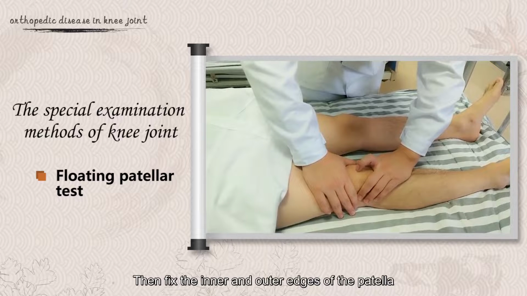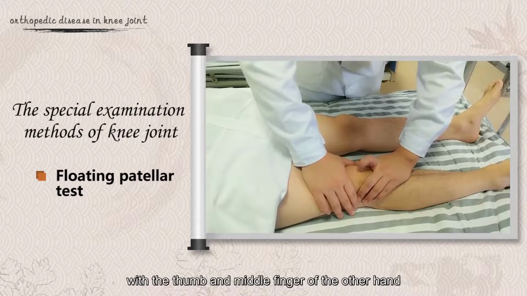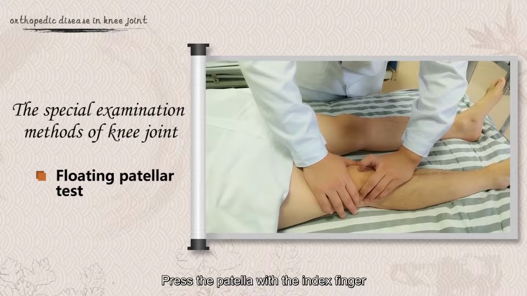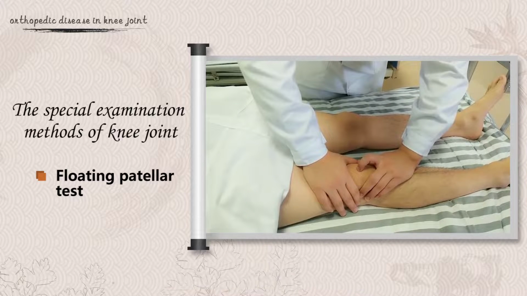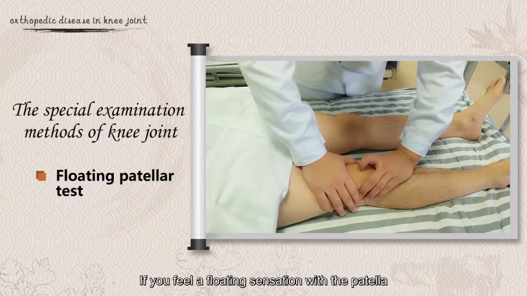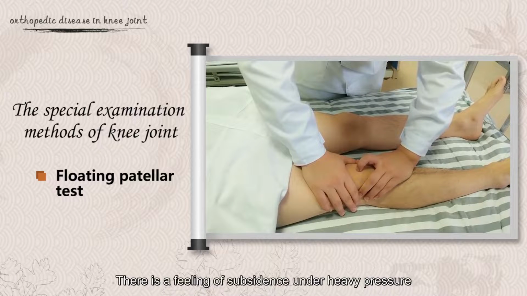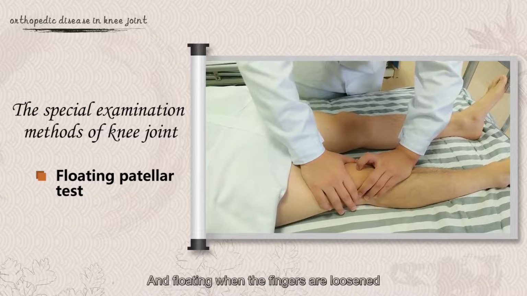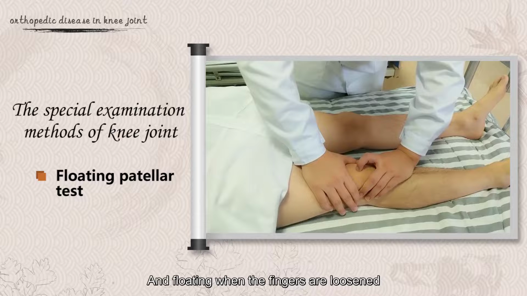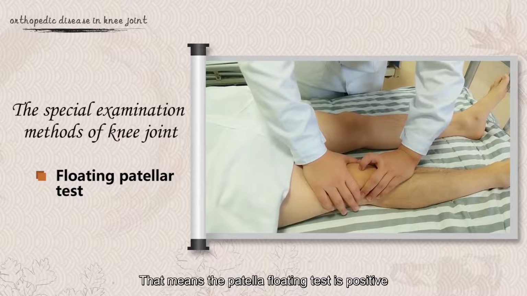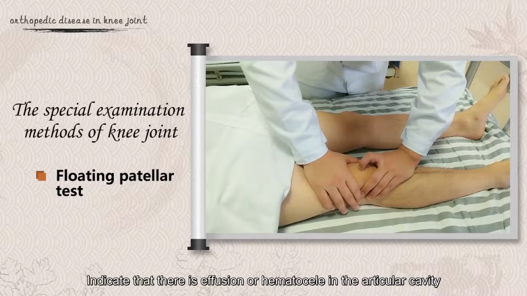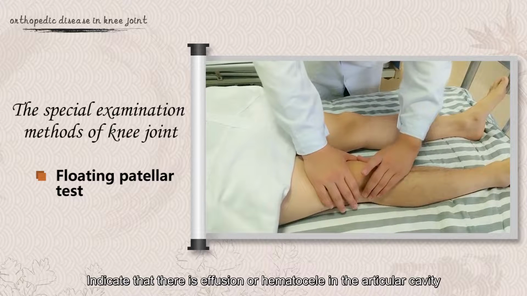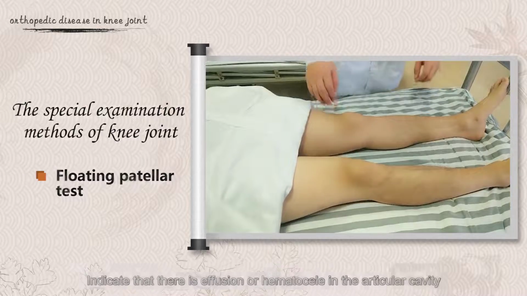Then fix the inner or outer edge of the patella with the thumb and the middle finger of the other hand, and press the patella with the index finger. If you feel a floating sensation with the patella, a feeling of subsidence under heavy pressure, and floating when the fingers are loosened, that means the floating patella test is positive, indicating that there is effusion or hematoma in the articular cavity.